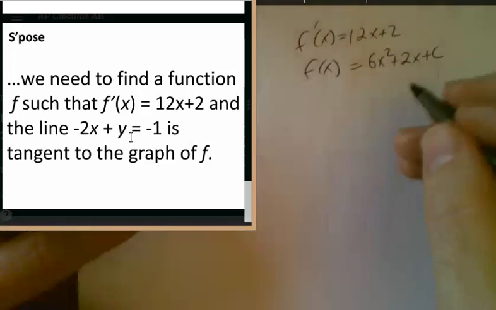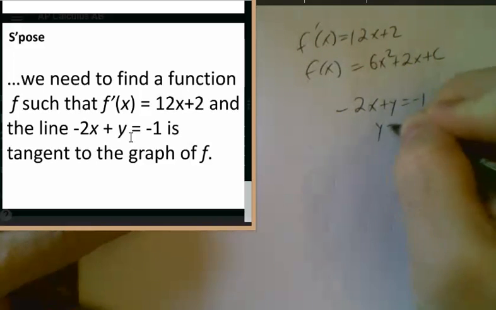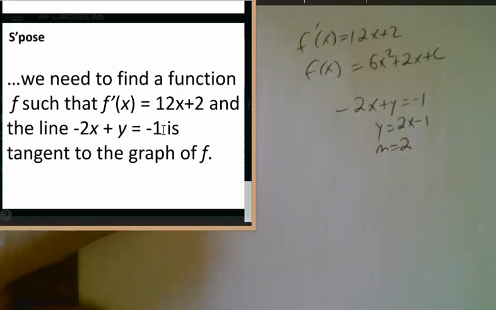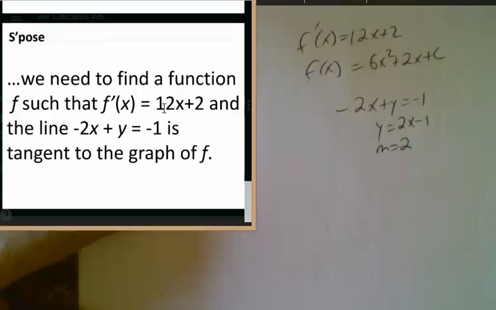So if negative 2x plus y equals negative 1, then y equals 2x minus 1, and the slope would be 2. So the slope of the tangent line is 2, which means the slope of the curve must be 2. If the slope of the curve must be 2, then the derivative has to be 2, because the derivative is the slope of the curve at any x value. So that's kind of the key step right there.